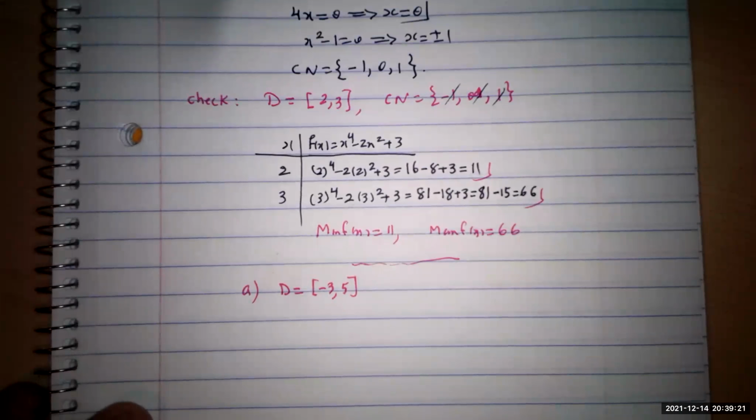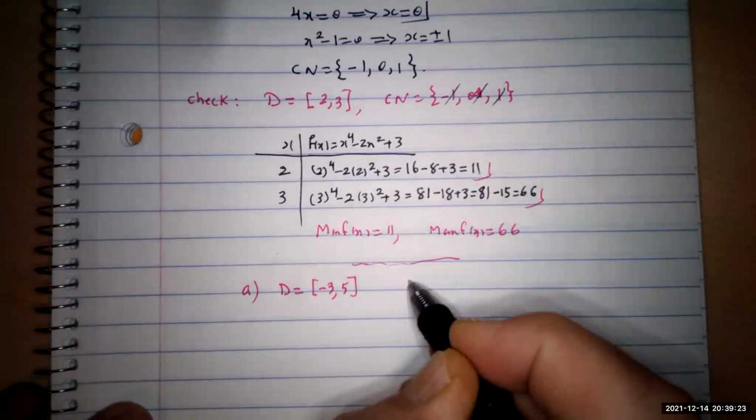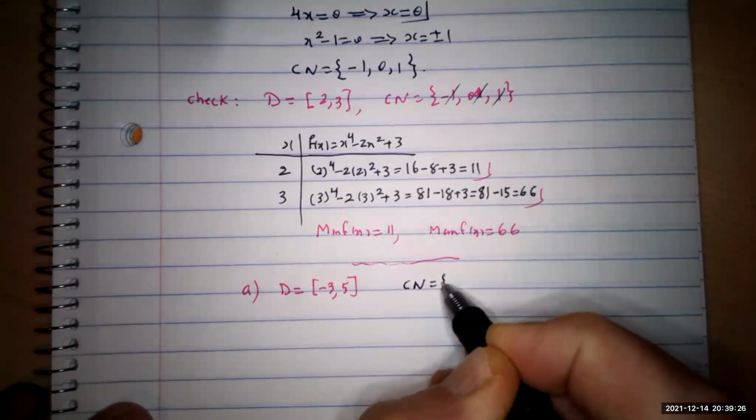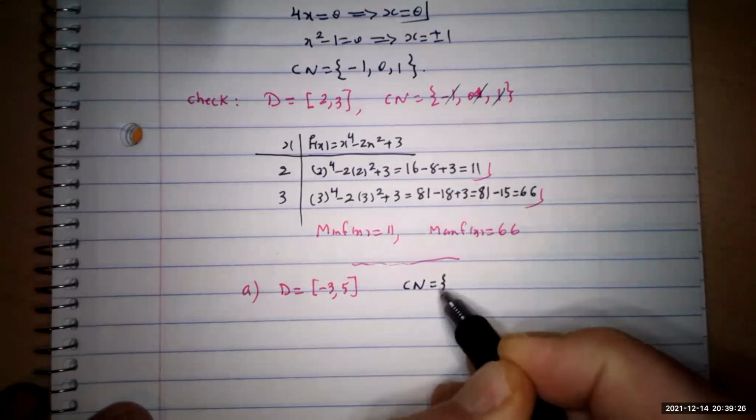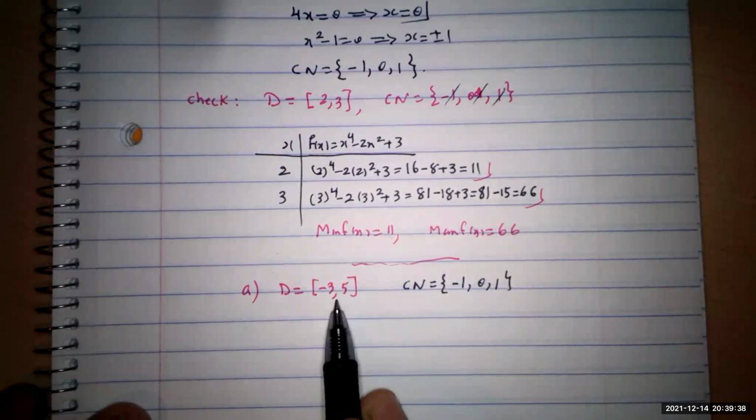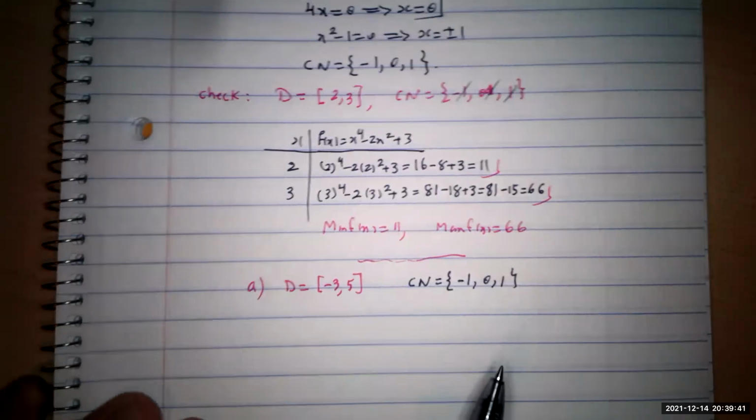In this part, everything is the same. So you just consider the critical numbers. You see the critical numbers. The critical numbers were -1, 0, and 1. Now, if you check, you see between -3 and 5, -1 is in, 0 is in, and 1 is in. So for this problem, you have to consider all of them, you see.